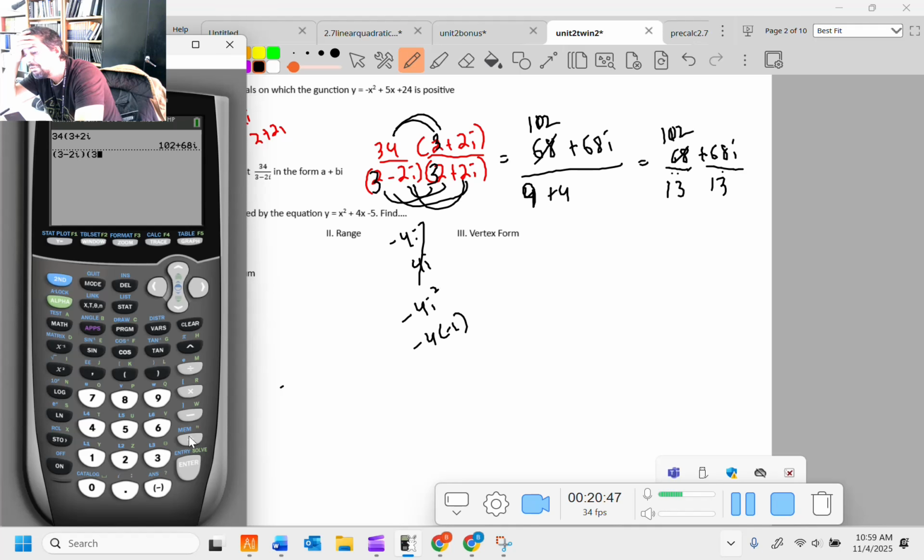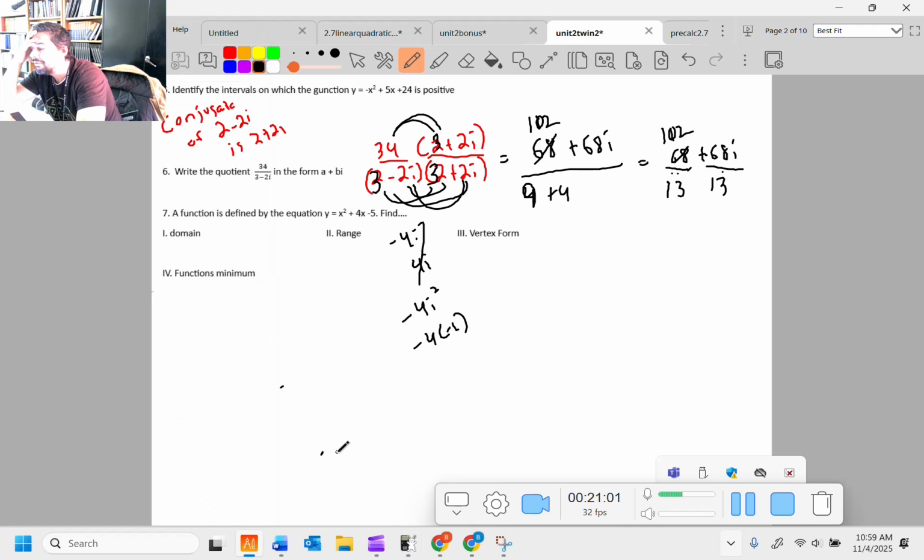And we're going to multiply it by 3 plus 2i. Let's see if I got that 13 right or not. And I did. Okay, so good. So we have 102 over 13, which I don't think simplifies. I would be shocked. I don't feel like doing the math in my head right now, and it doesn't. So it's 102 over 13 plus 68i over 13.